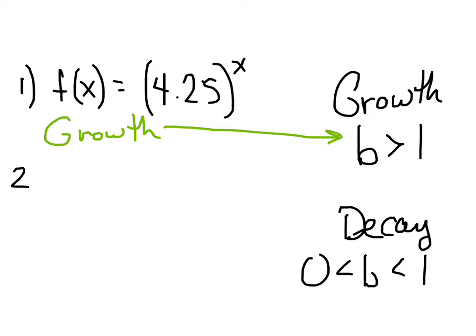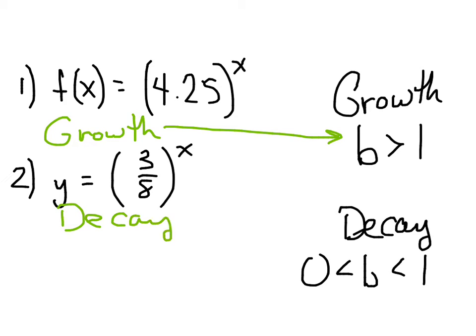Number 2. Y equals 3/8 to the x. Is that growth or decay? Decay. Why is it decay? Because b is less than 1 but greater than 0. Okay, it's 3/8.